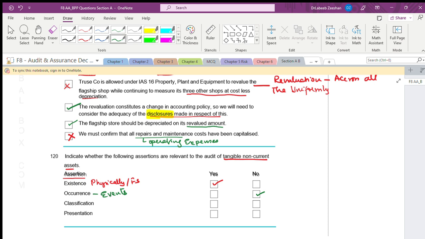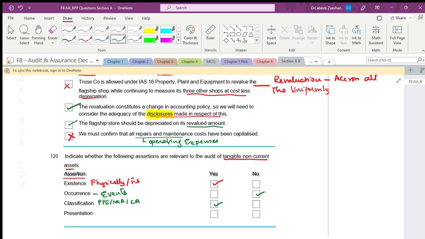Classification. When you are doing the classification, you are classifying the asset. You are classifying the assets under either property, plant and equipment in the non-current assets, or in the current assets. Your classification is done in terms of which category it has to be placed in. This is one of the assertions related to the non-current asset.